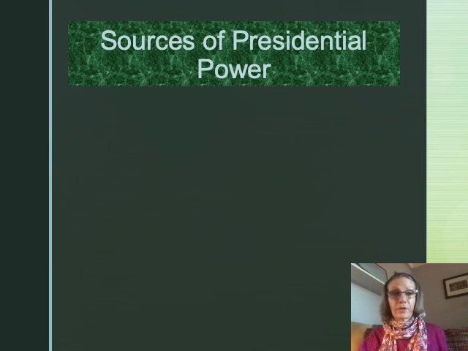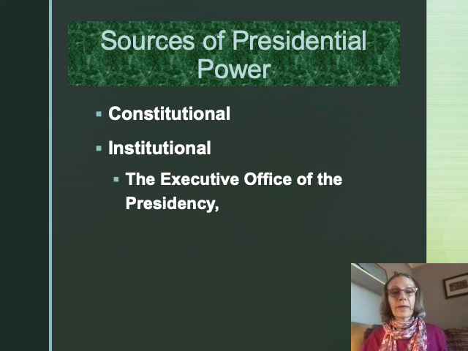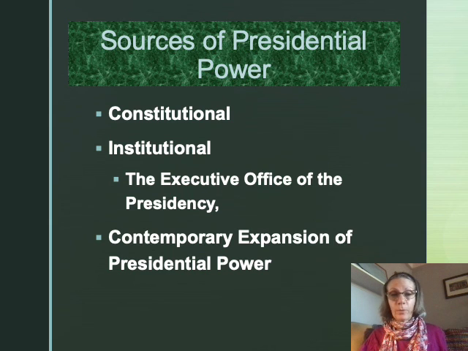Okay, let's move on now to talk about the sources of presidential power. In your textbook, they talk about three sources of presidential power. On our final exam, and I know you don't want to be thinking about a final exam because you just got done with your midterm, there will be a question about these sources of presidential power. Your textbook talks about the constitutional powers, the institutional powers, and the contemporary expansion of presidential powers.